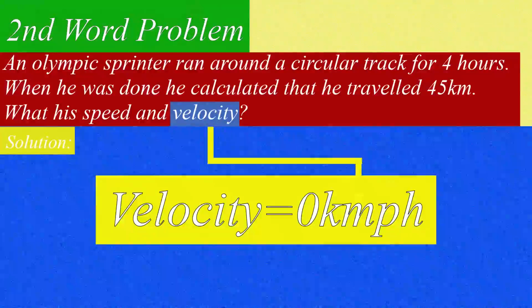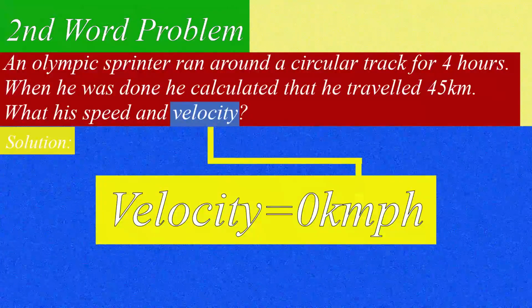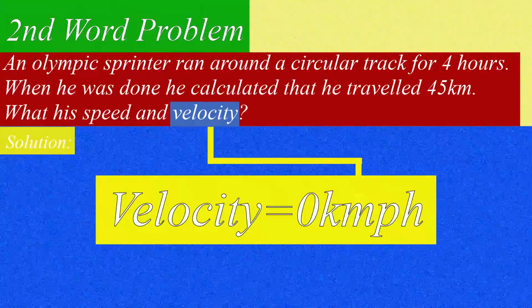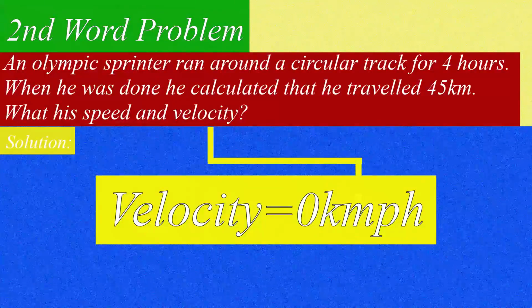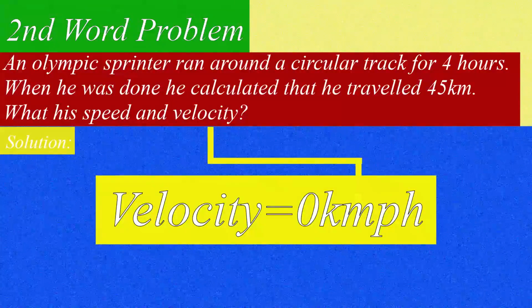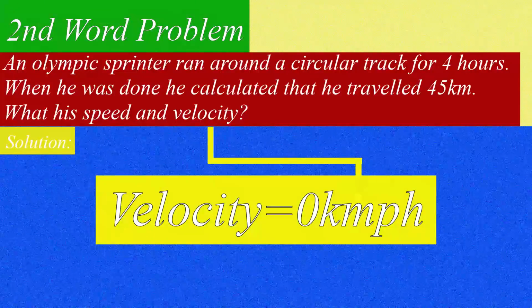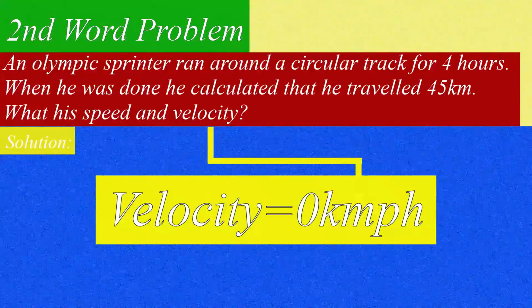In order to have velocity, we must also have a direction. Since he traveled around a circular track, he has no direction. And since he has no direction, the sprinter has no velocity.